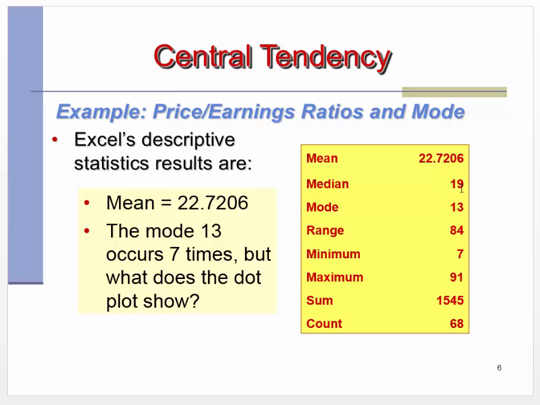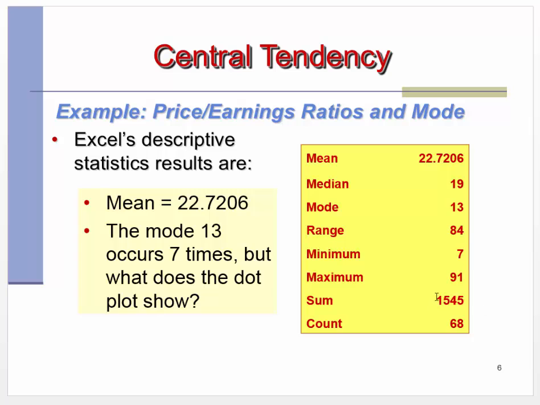The median is 19. That's the one in the middle. Since there are 68 numbers, it's the average of the middle two. The mode is 13. As I said, that's the most frequently occurring one. The range is 84. How do we get 84? The lowest one is 7, and the largest one is 91. The difference between 91 and 7 is 84.